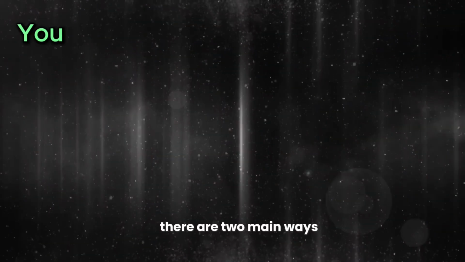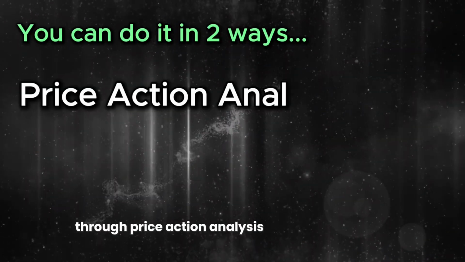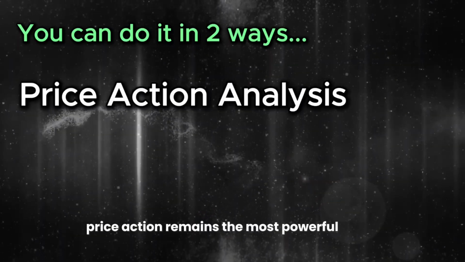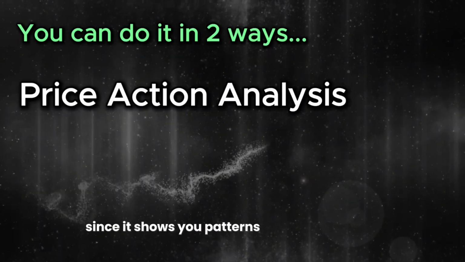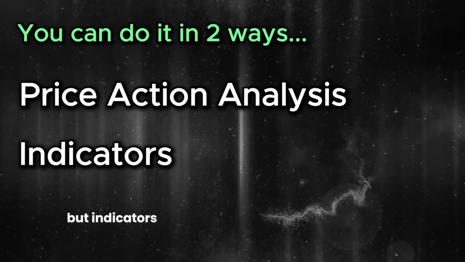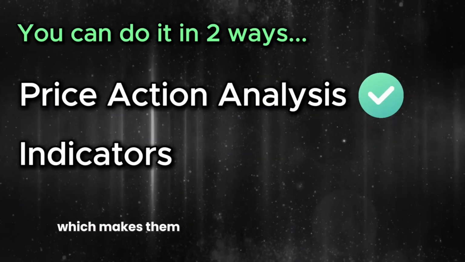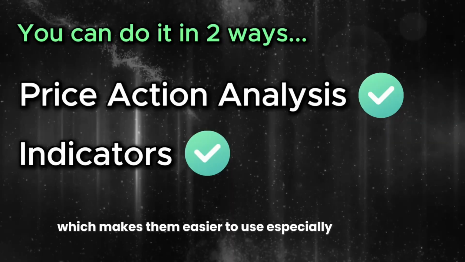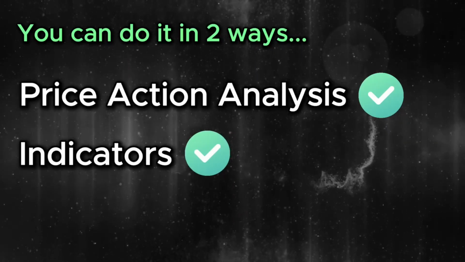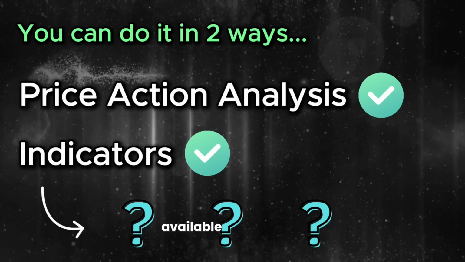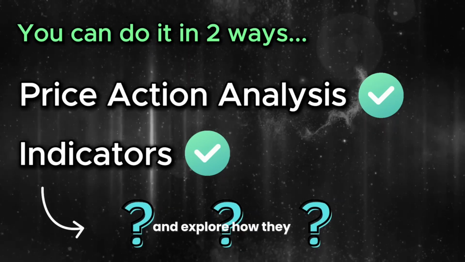There are two main ways: through price action analysis or through indicators. Price action remains the most powerful method since it shows you patterns directly on the chart, but indicators can also help visualize these key zones automatically, which makes them easier to use, especially for beginners. Let's walk through 3 helpful supply and demand indicators available on TradeSnipe and explore how they work.